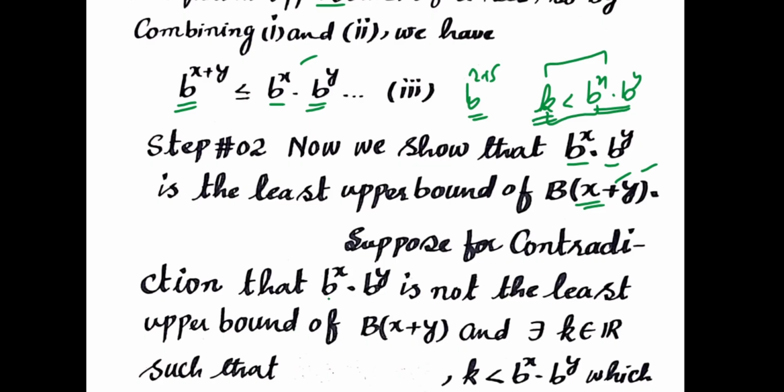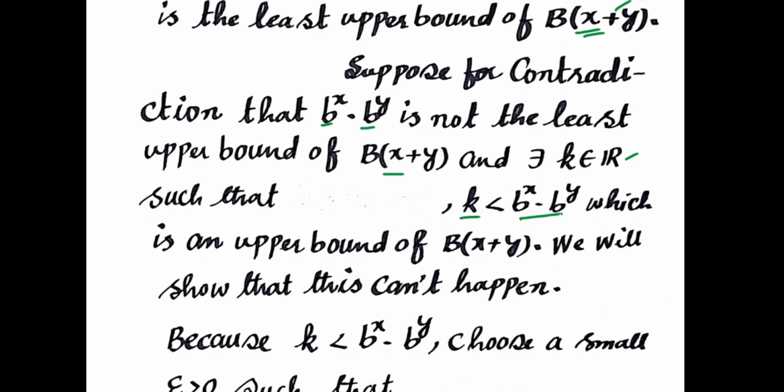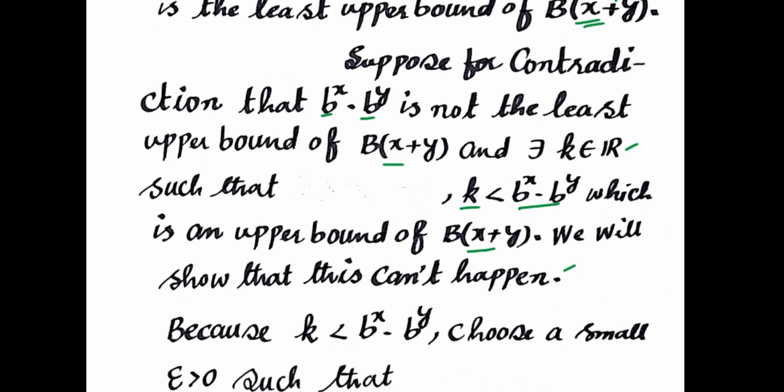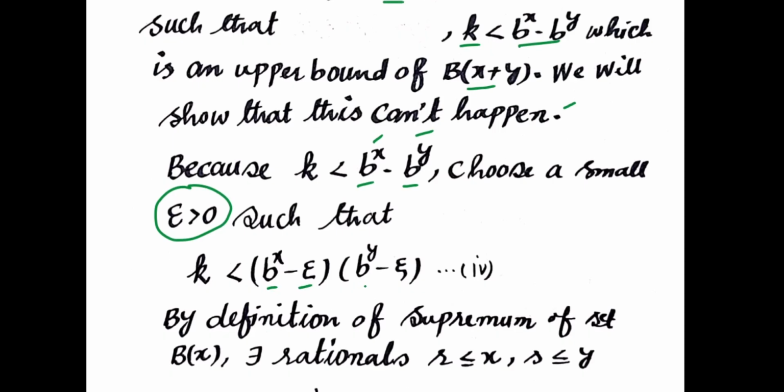Suppose, for contradiction, that b raised to power x into b raised to power y is not the least upper bound of this set, and there exists a real number k such that k is less than this number, which is an upper bound of this set. We will show that this cannot happen. As I am supposing here that k is less than b raised to power x into b raised to power y, I am choosing a small positive real number epsilon such that whenever I subtract epsilon from these two numbers, the result also holds, that is, k is less than b raised to power x minus epsilon and b raised to power y minus epsilon.